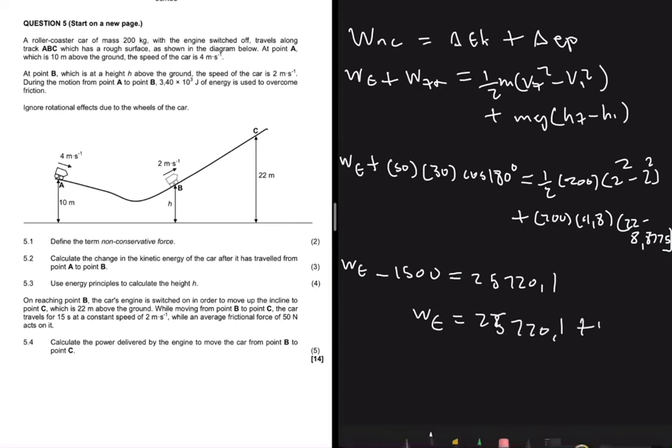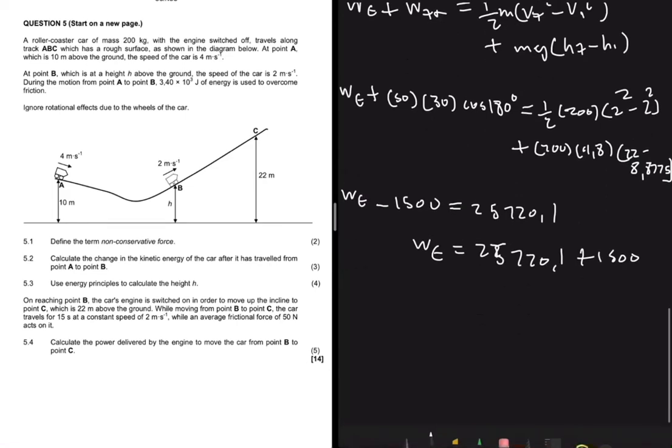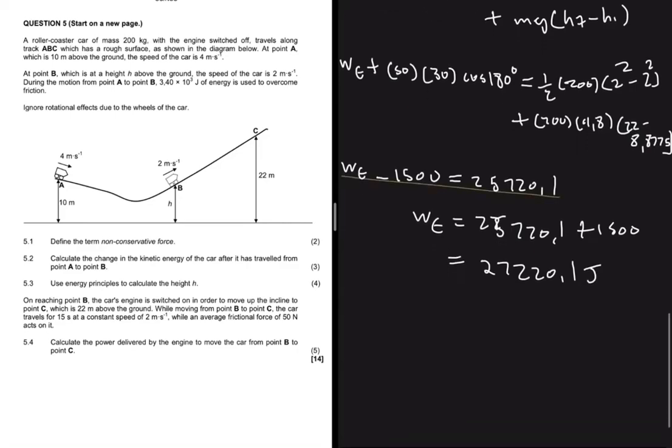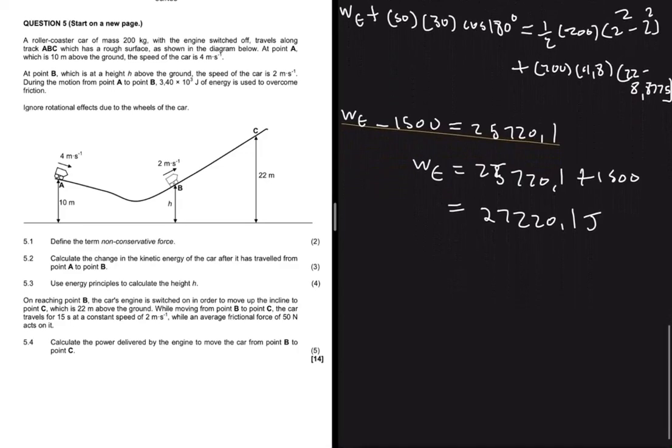25,720.1 plus 1,500. You add that and you get 27,220.1 joules, right? The SI unit for work. And then let's move ahead.